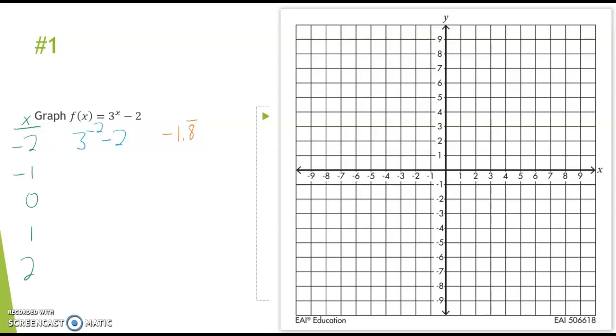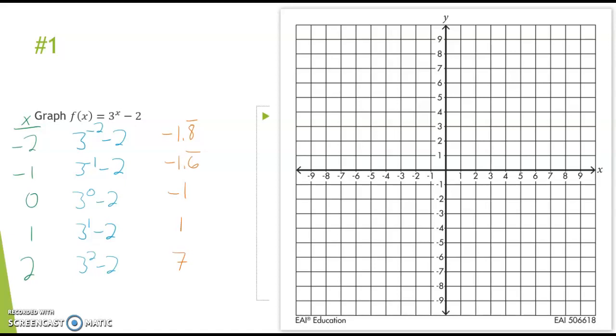All right, so if I plug in -1, I'll have 3 to the -1 minus 2. Plug that into my calculator, it's going to give me -1.6 repeating. If I plug in 0, so 3 to the 0 minus 2, well, 3 to the 0 gives me 1. 1 minus 2 gives me -1. 3 to the first power minus 2 for my next one, so 3 minus 2 gives me 1. And then finally, I'll have 3 squared minus 2, so 3 squared gives me 9, minus 2 gives me 7.